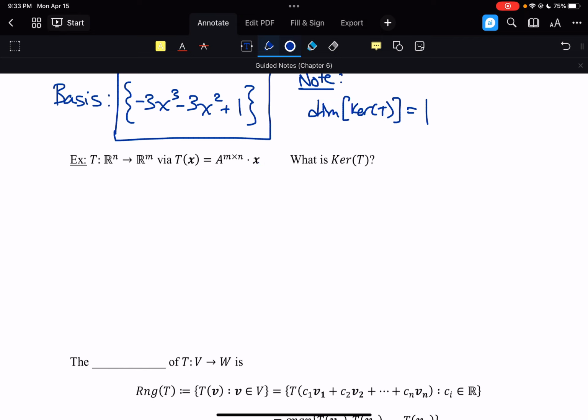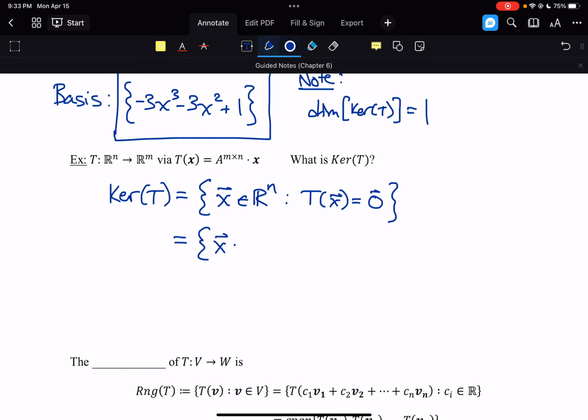The kernel of a transformation like this is going to be the set of x vectors in Rn such that T of x equals 0. That's how we define the kernel. It's all the vectors that get transformed into the 0 vector. Now, the transformation itself is the matrix transformation, so this will just be A times x equals the 0 vector.